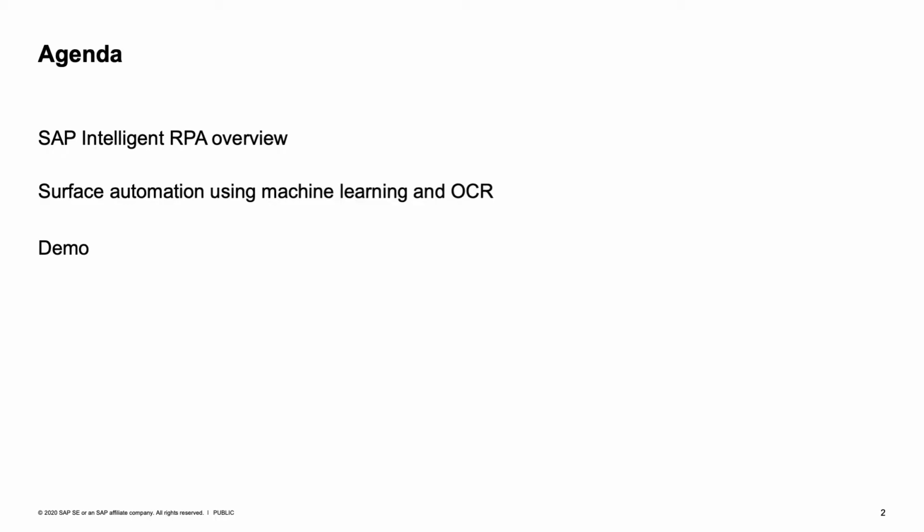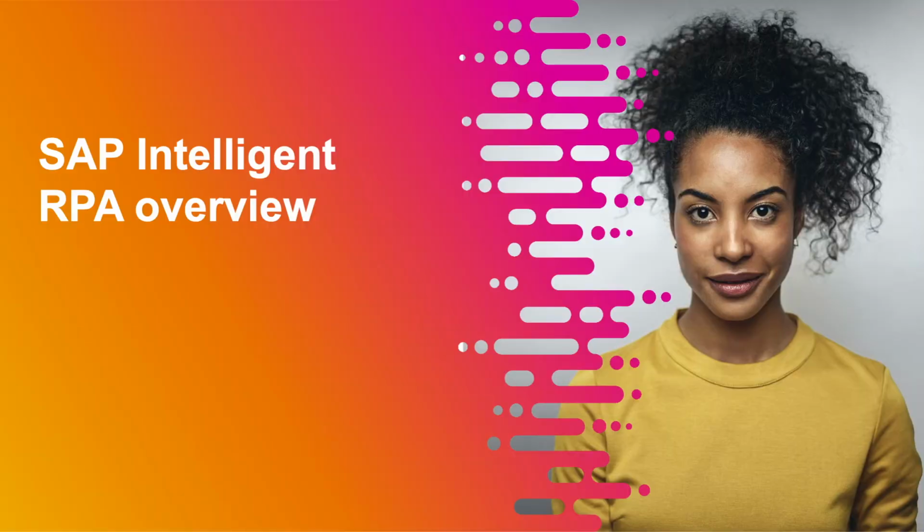Today I'll talk to you about OCR and machine learning based surface automation, which will help you have a truly intelligent robotic process automation experience. Let's quickly look at our agenda. We'll start off with an overview of what SAP Intelligent RPA is all about. Then we'll go into details of surface automation using machine learning and OCR. And finally, we will see a demo. So let's get started off with the overview.